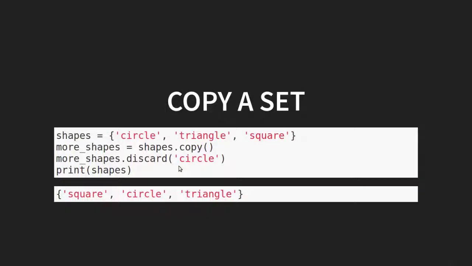If you want to copy a set, you need to actually call the copy function. So here we go, we're doing the same exact thing. We're going to actually make a copy of shapes and put it inside of more shapes, and then discard the circle, and now we can print out shapes, and we see it has not been affected. Only more shapes has been affected. I only really include this because this is a common gotcha that some people complain about.